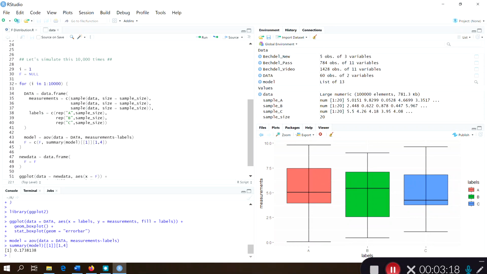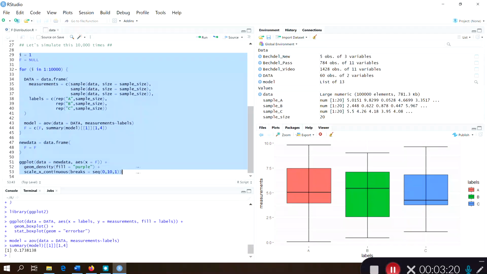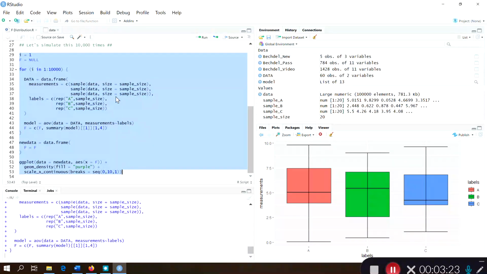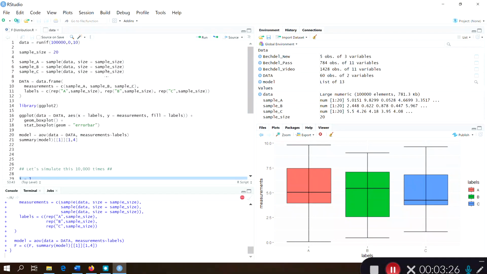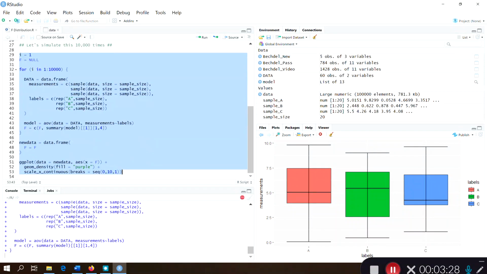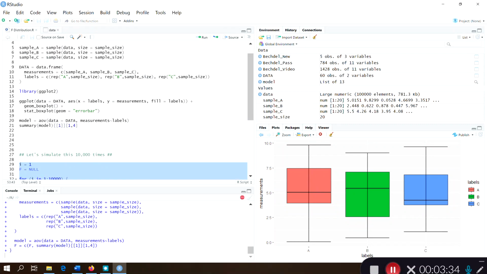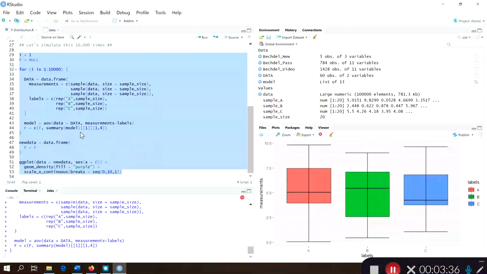That's actually what I'm going to do down here. I'm going to get this running because it will take a little bit of time. This code is going to simulate this process above 10,000 times. So I'm going to take 10,000 sets of random samples from the same population above, run an ANOVA and record the F statistic. I'm going to do that 10,000 times and then create a density curve of all my different F ratios from this random sampling process. And that distribution of F ratios is what we call the F distribution.